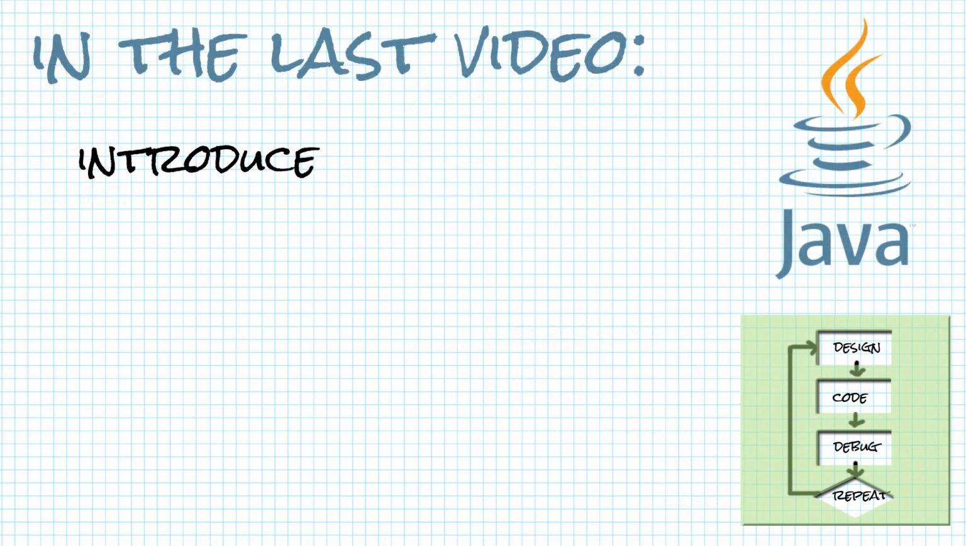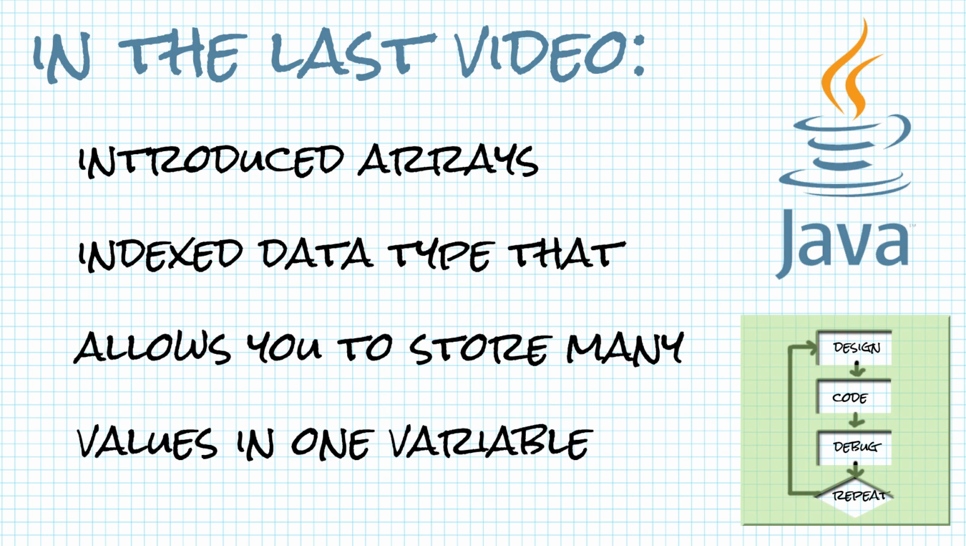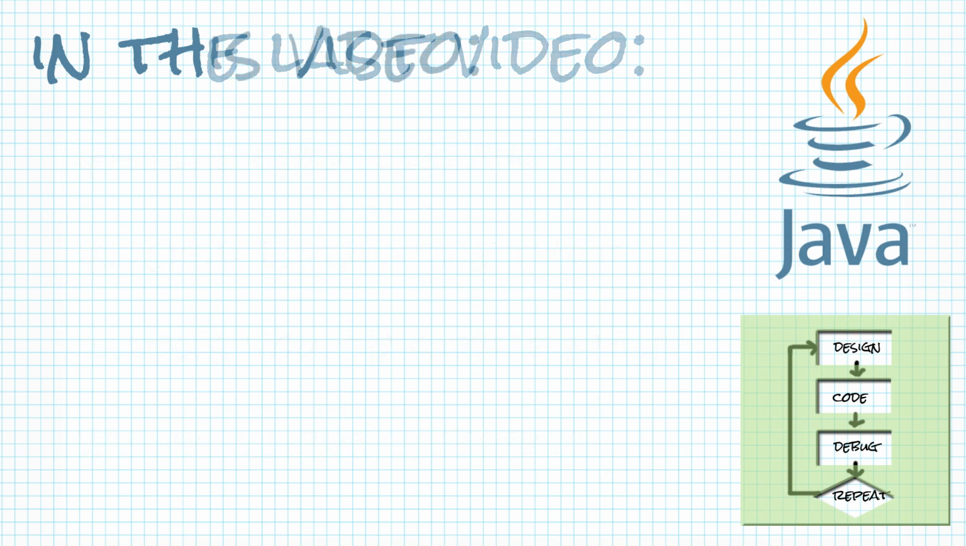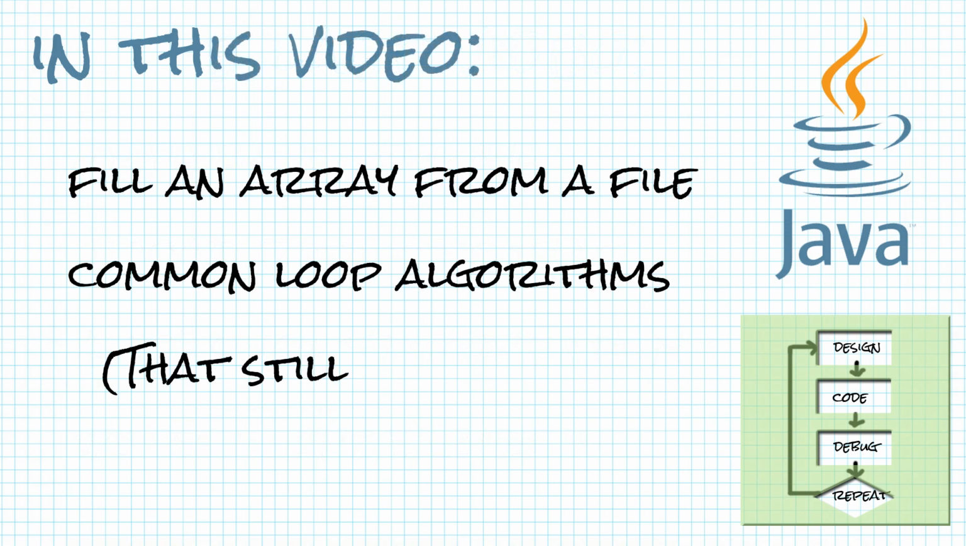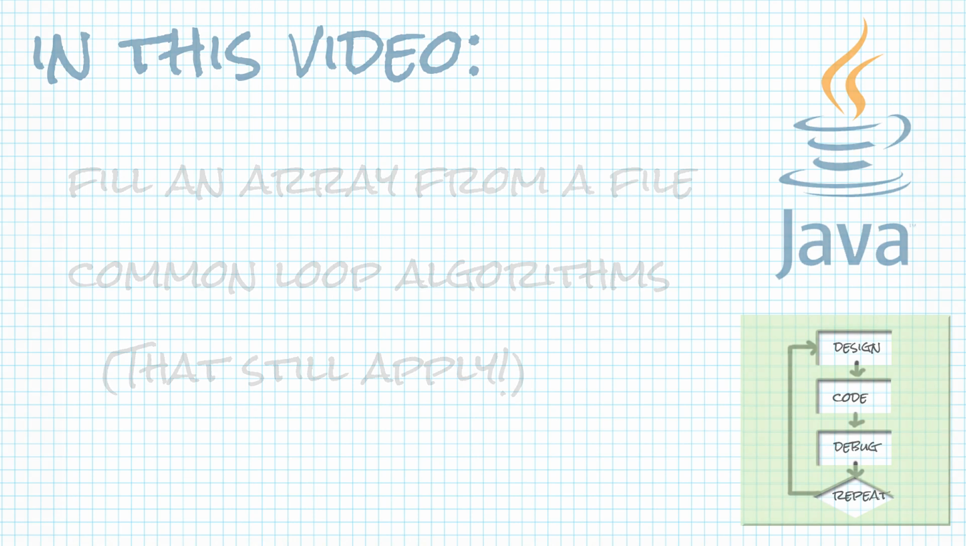In the last video, we introduced the array, a data structure that allows you to store a number of values of one type in one variable. Today we're going to learn how to fill an array from a text file, and we'll review some common looping algorithms that we must still use when processing data stored in an array. Let's get right into it.